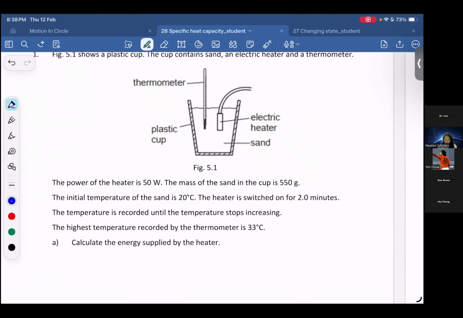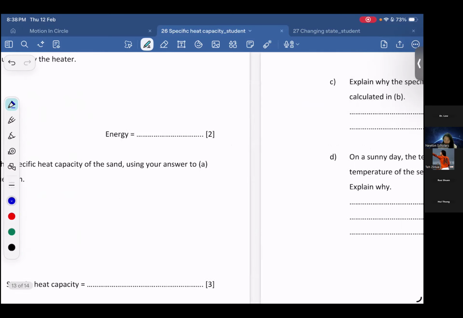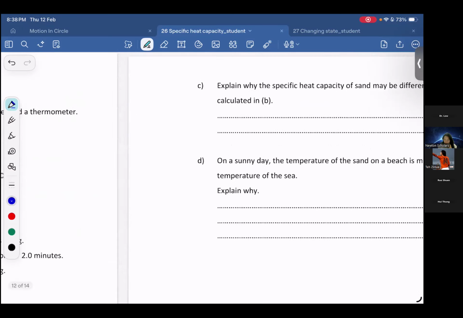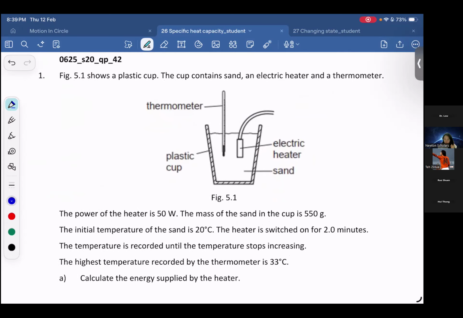Question number 1. Okay, energy A, B, C, and D. Okay, dear, can you try? I want to go toilet for a short while. You try do calculation. Then after that, you tell me what is your answer in the chat box here. I go to the toilet.